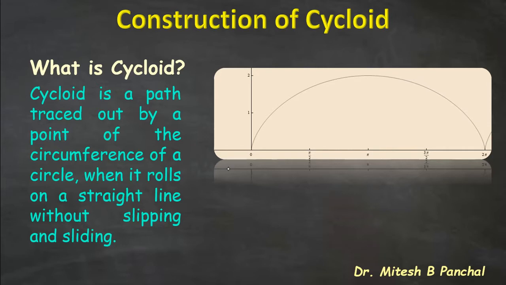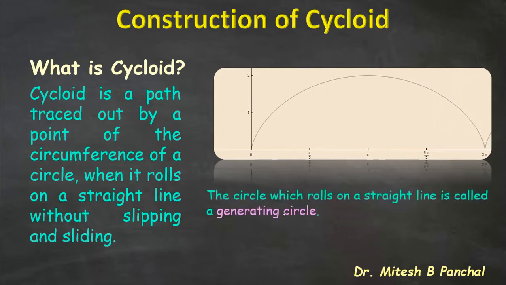In this figure, or in this animation, you can see that a circle is rolling on a straight line and the path is traced out by a fixed point which is on the circumference of the circle. So that path is known as the cycloid. The circle which rolls on a straight line is called a generating circle.